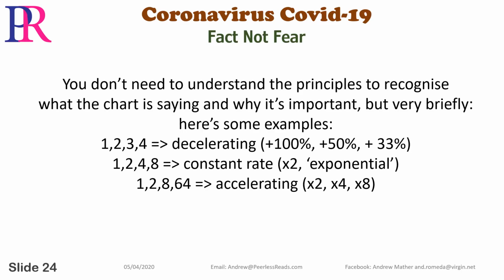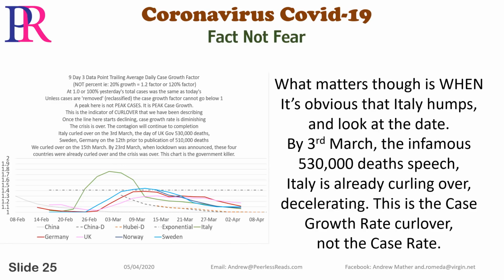You don't need to understand the principles to recognize what the chart is saying and why it's important, but very briefly, here's some examples. 1, 2, 3, 4 is decelerating, plus 100%, plus 50%, plus 33%. 1, 2, 4, 8, constant rate, times 2, exponential. 1, 2, 8, 64, accelerating, times 2, times 4, times 8. What matters though is when. It's obvious that Italy humps, and look at the date.